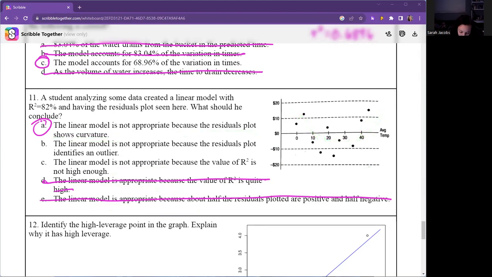Just check the other ones. Not appropriate because the residuals plot identifies an outlier. No, outliers are fine. You can have an outlier in a linear model. The linear model is not appropriate because the value of r squared is not high enough. This is actually quite a high r squared, but that doesn't determine whether a linear model is appropriate. The linear model is appropriate if there is no pattern in the residuals. There is a pattern here, so we're going with A. There's curvature. All right, two more.